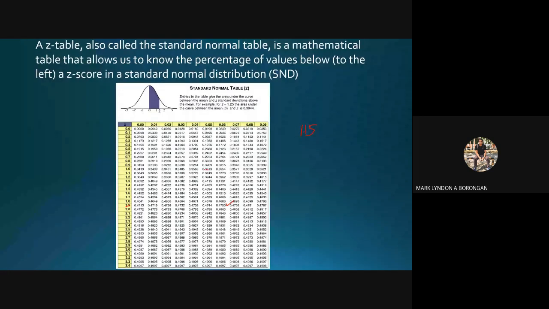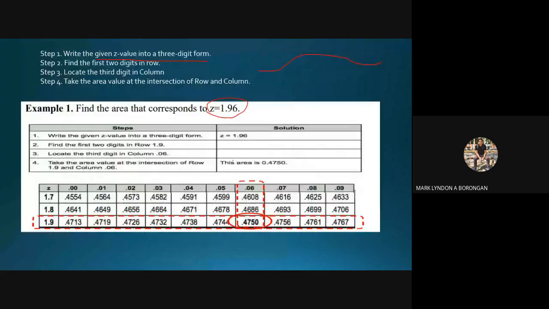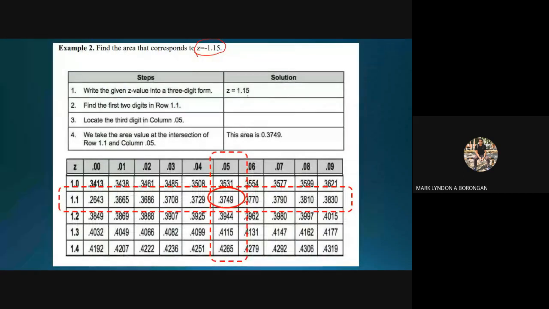The value for a z-score of 1.15 is 0.3749. So the area is 0.3749. That is how you determine the area for the z-score.